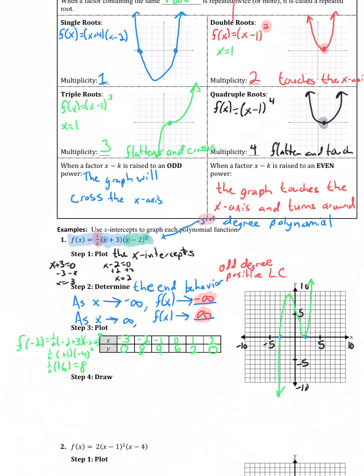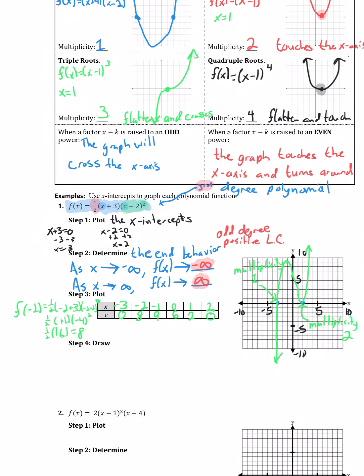So this is where the multiplicities are super important. Right here, this is multiplicity 2, because it's in factored form, and we know it's going to touch the x-axis and then turn around. This one over here was the x plus 3. That's a multiplicity of 1, and it just goes straight through that point. It doesn't slow down or anything. That's how we can tell the difference between multiplicity 2 and multiplicity 1. And that's what step 4 is going to be, just draw the graph.